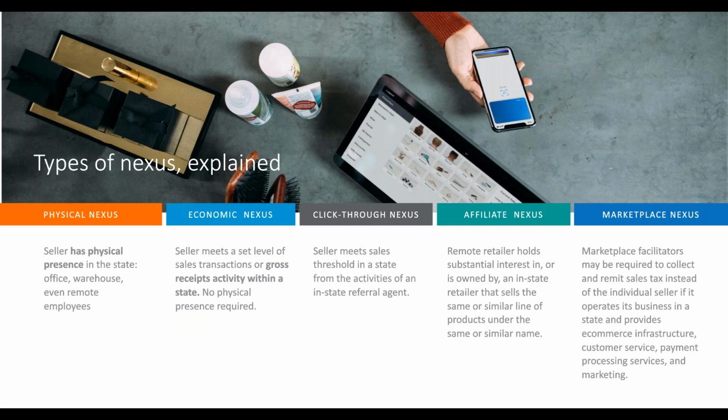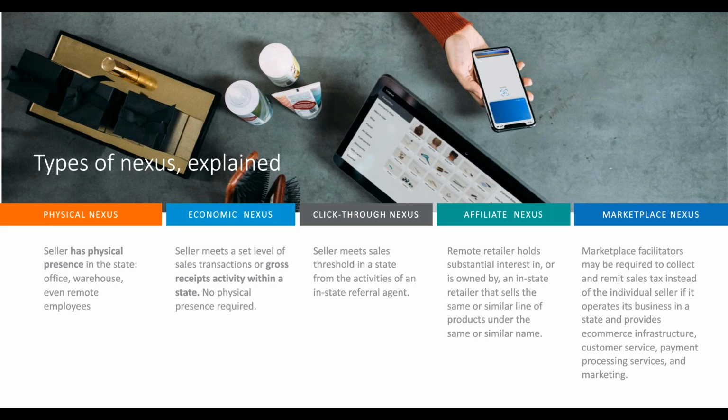Now, we talked about a couple different types of Nexus. The two most prominent ones are, number one, physical Nexus. So you have an office, you have employees, you have a warehouse, you have inventory in the state. That's what we would consider traditional physical presence Nexus. Then we also have Economic Nexus.